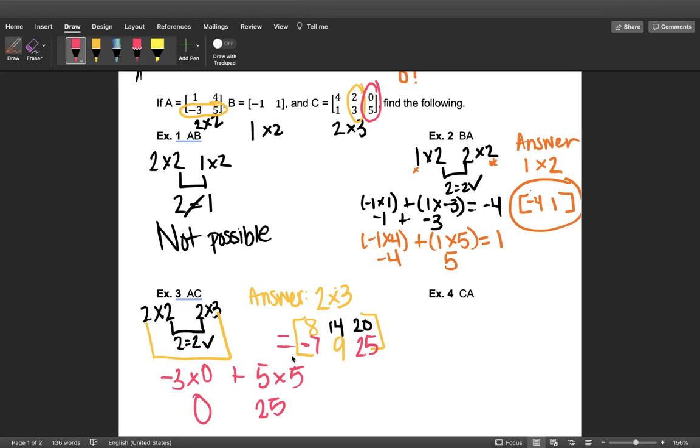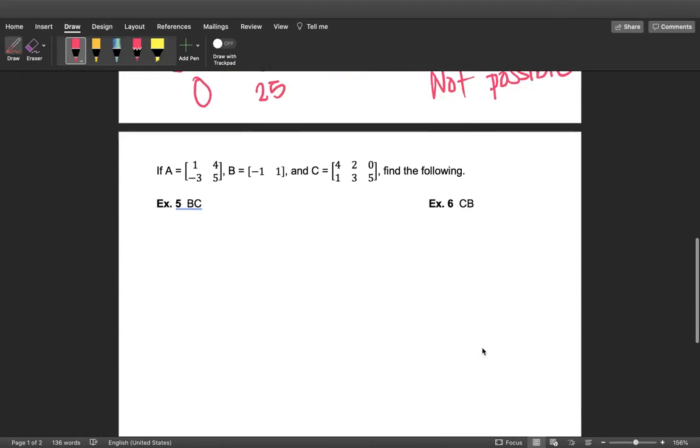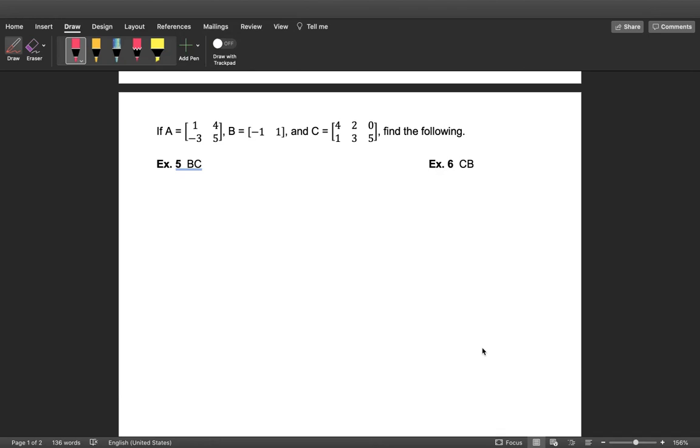Okay. Moving on to example 4, it wants to do C by A. So we're doing C, which is a 2 by 3, and multiply that by A, which is a 2 by 2. Do 3 and 2 match? Nope. So it is not possible. All right. Example 5 and 6.